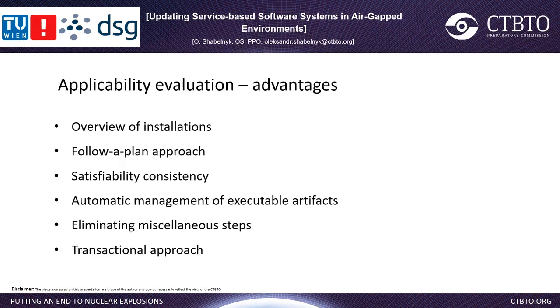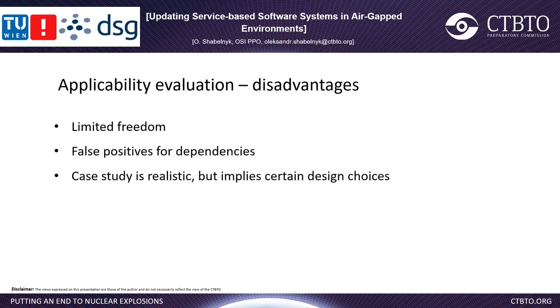Applying the proposed solution to the described scenario showed the following advantages. The solution provides a valuable overview of what is installed where and of what versions. The user gets an easy-to-follow plan. Admitting the right combination of service versions is backed by satisfiability. The executable artifacts must no longer be copied around manually. Small steps like establishing SSH connections and copying files are no longer needed. And the whole process can be reverted to bring the system to a known working state.